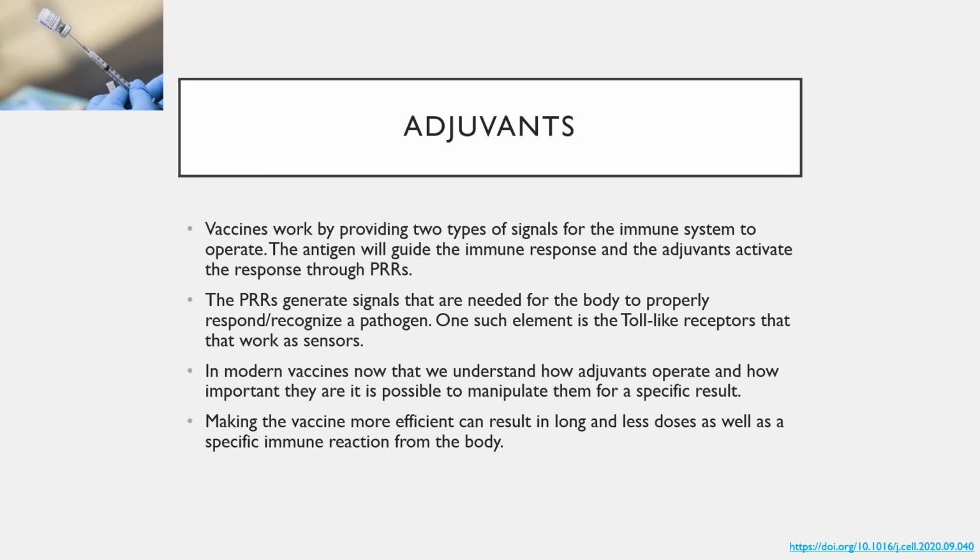In modern vaccines, now that we understand how adjuvants operate, we can make them specifically and manipulate them so we can get certain responses and results from the immune system. We can now make vaccines more efficient so they can result in longer duration, fewer doses, and get that specific reaction we want from the body.